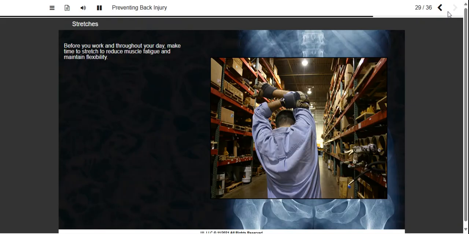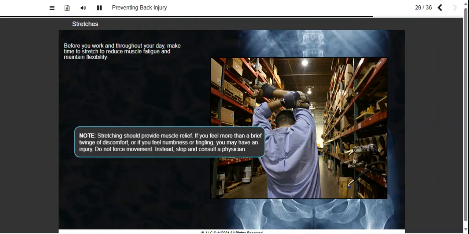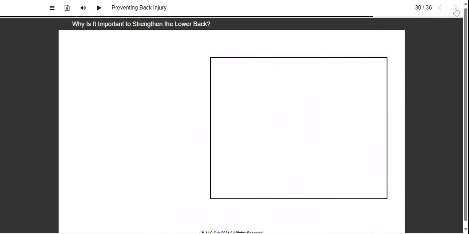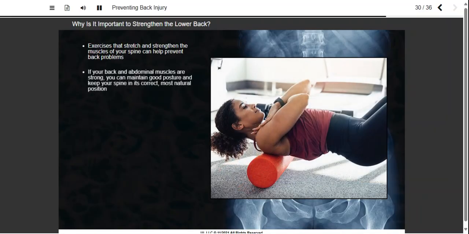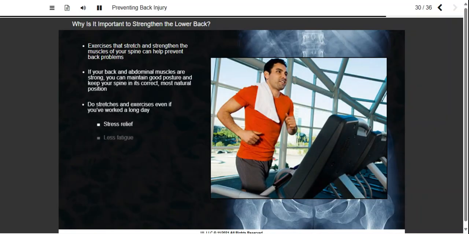Before you work and throughout your day, make time to stretch to reduce muscle fatigue and keep muscles flexible and strong. Doing so will reduce the likelihood of injuries and improve your body's performance. Exercises that stretch and strengthen the muscles of your spine can help prevent back problems. If your back and abdominal muscles are strong, you can maintain good posture and keep your spine in its correct, most natural position. Do stretches and exercises to relieve stress and alleviate fatigue, even if you've worked a long day.